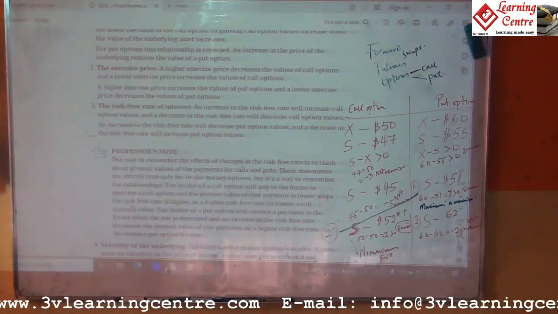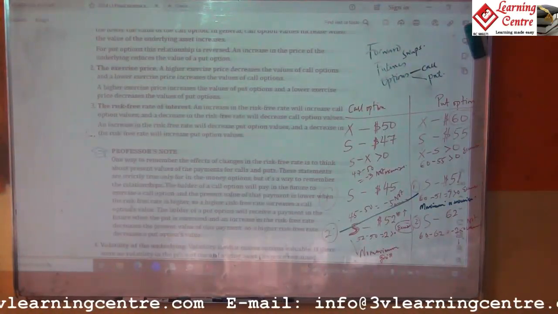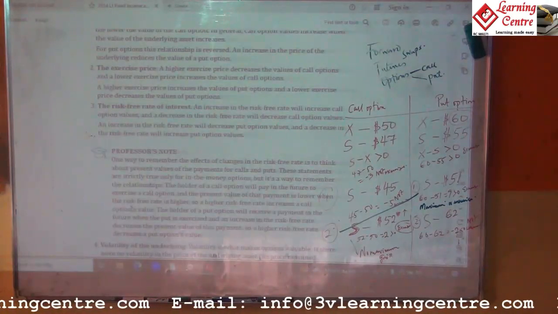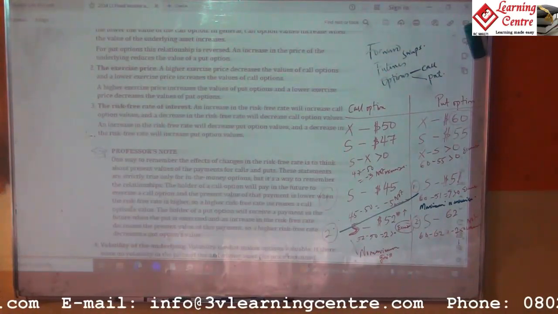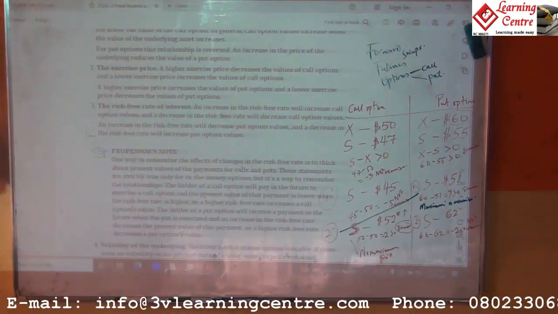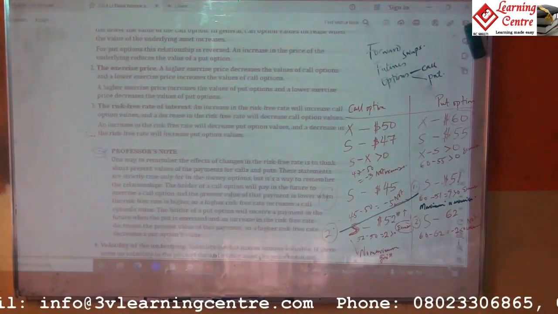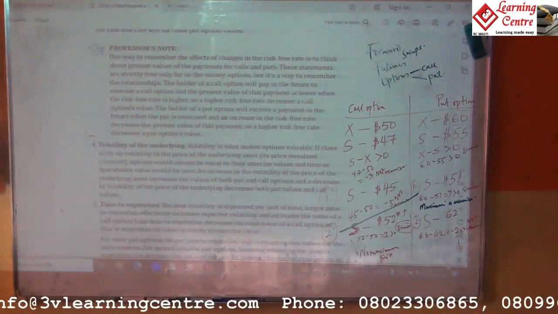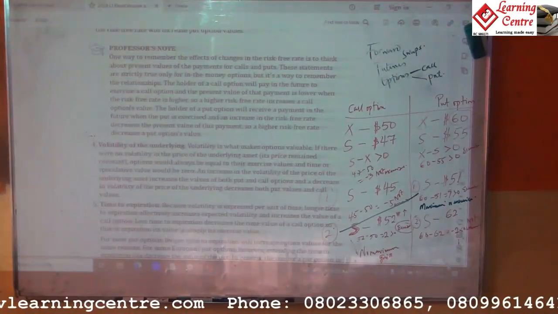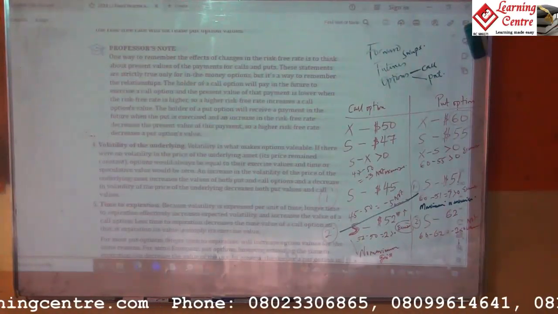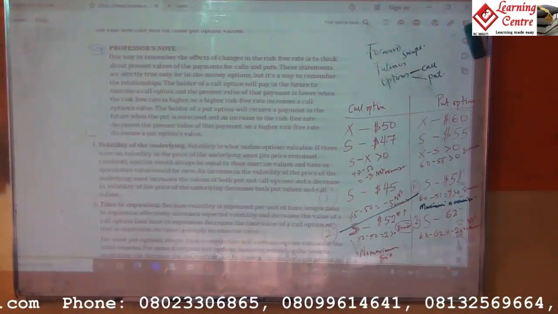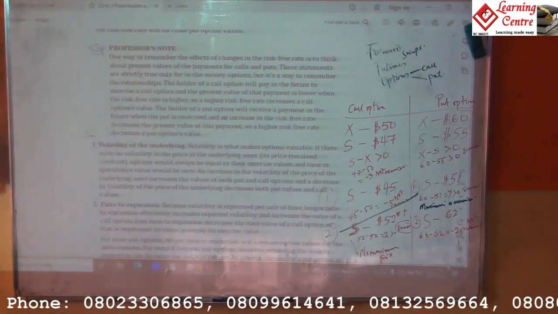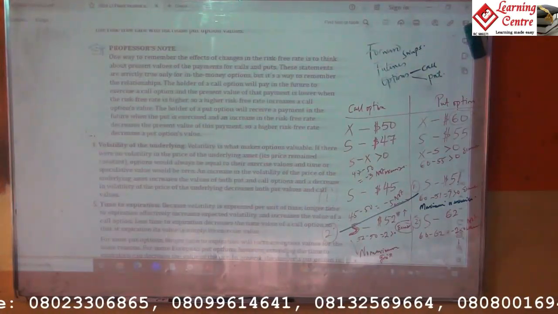Because you are going to pay for this call option, and this risk-free rate is going to be used to discount the present value. So the higher the risk-free rate, the higher the call option. Then volatility of the underlying. If there is volatility, it makes the option valuable. So an increase in the volatility increases both put and call options.